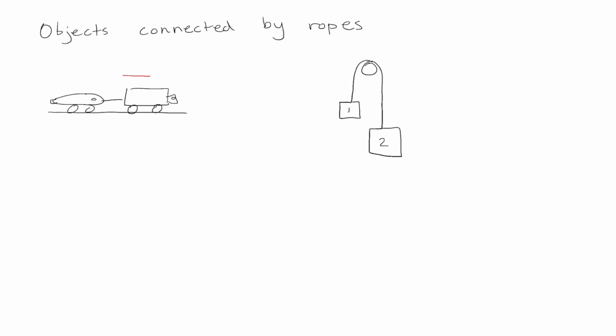Looking at our first example, based on Newton's third law, we know the force of the truck on the car is going to be equal to the force of the car on the truck. Looking at our second example, we know that the force of the second mass on the first mass is going to be equal to the force of the first mass on the second mass. That's just what we learned in Newton's third law. So why am I bringing this up as a separate topic?